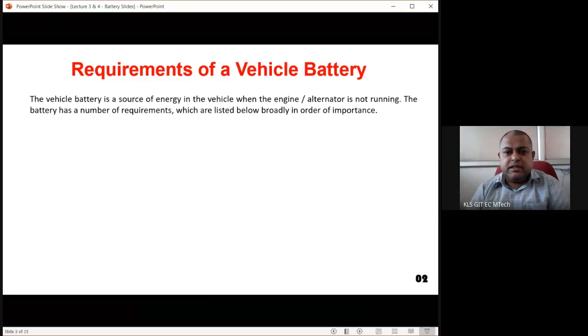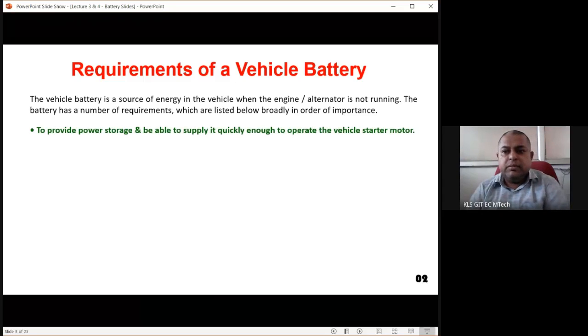That means some of the characteristics we can expect from the battery if it is to be put in a vehicle. First and foremost, it should provide the storage and be able to supply the electricity quickly enough. That word is very important. We have discussed these 5 points previously also. The first thing is power storage, and the second is that the battery should supply the energy quickly enough to operate the vehicle starter motor.